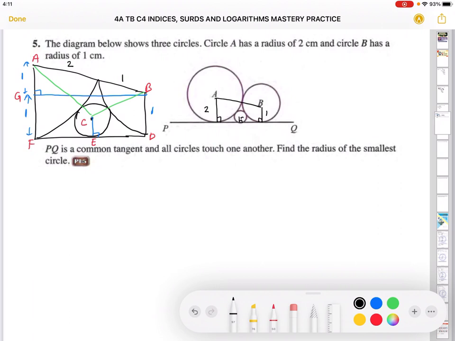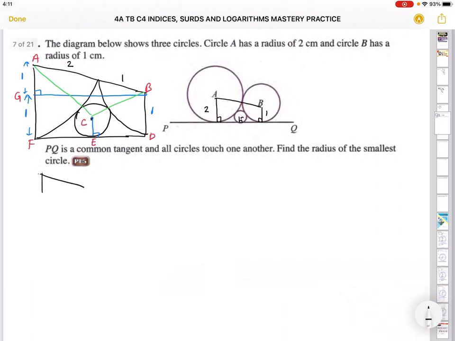Based on the triangle, you can see that this is A, B, G. This length is 3. This is 1. GB will be the square root of 3 squared minus 1 squared, which is root 8. Now we know root 8 is root 4 times 2, or 2 root 2. Okay, so now I know GB, and GB is actually the same as your FD.